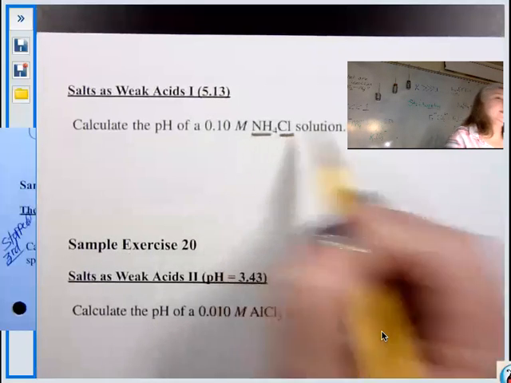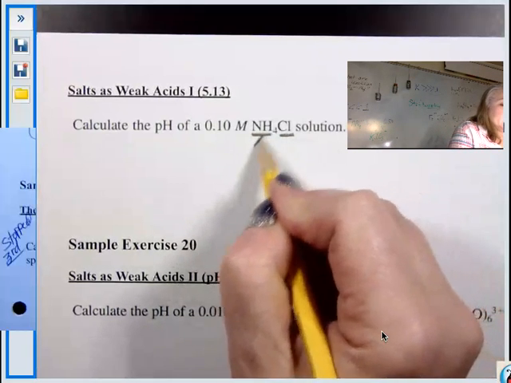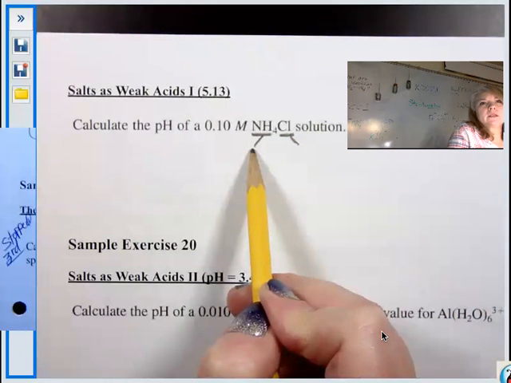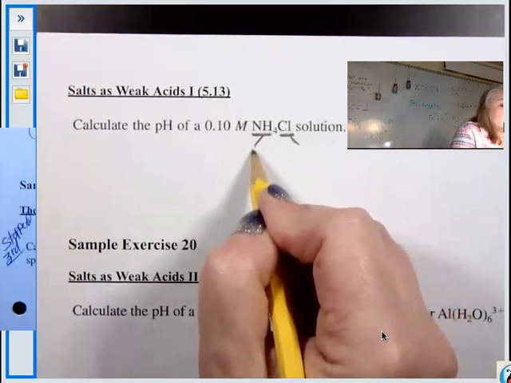First of all, do you recognize that that's not an acid or a base? It's NH4Cl. Does it have an OH on it? Does it have an H on it in the front? No. So this is a salt, okay? NH4 comes from what species? What's its conjugate? NH3, that's right. And so it comes from a weak base.